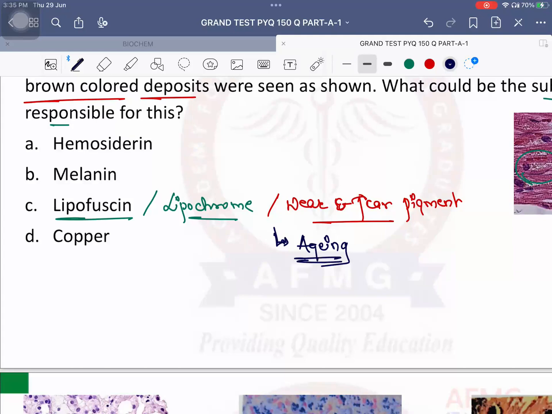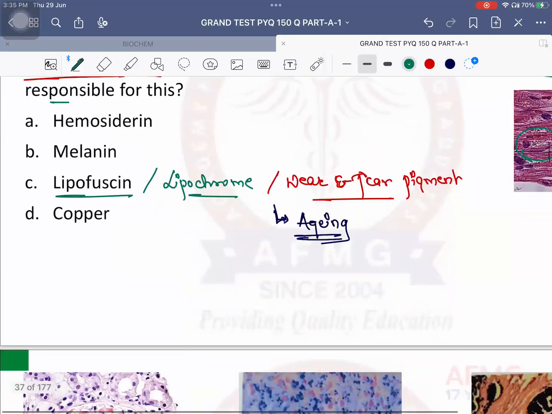And it is which color pigment? Brown colored pigment. It deposits around the nucleus, that is a perinuclear arrangement. No issues with this anybody? So if an old patient comes, heart biopsy, any biopsy, and they say brown color deposits, you need to think in terms of lipofuscin or lipochrome. Easiest one. Okay?